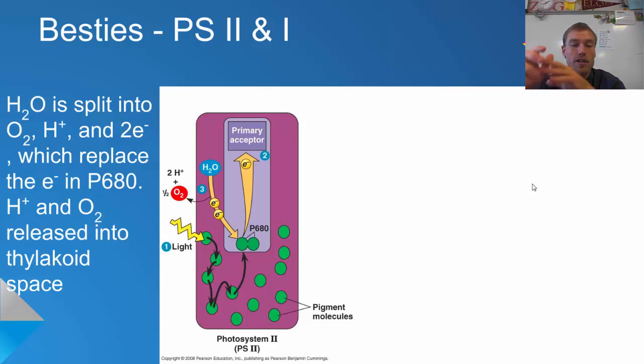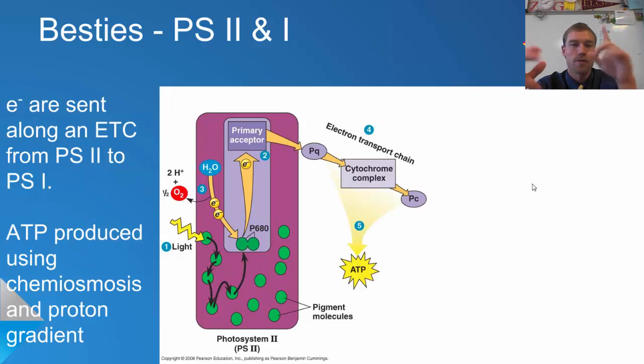Electrons from water are split apart into oxygen gas, hydrogen, and electrons. Those electrons are then used to replace the electron in the P680 that was boosted up to the primary acceptor, right? Because it's lost one to the primary acceptor, it needs to gain more back. So those electrons are used to replace that. The oxygen and the hydrogen are released into the thylakoid space. So here's where oxygen is being produced in our photosystem.